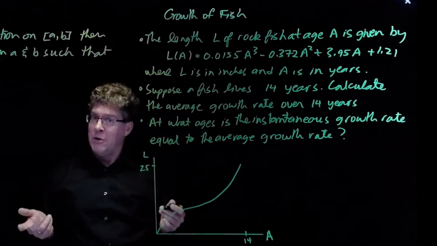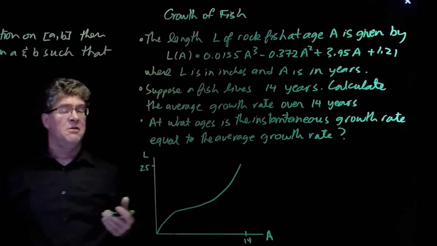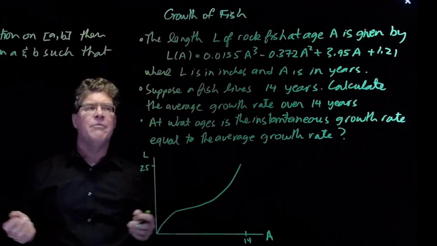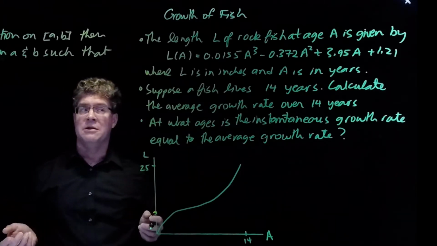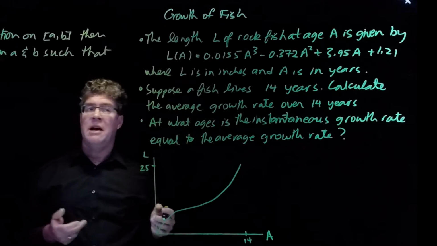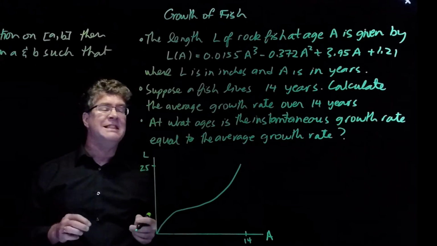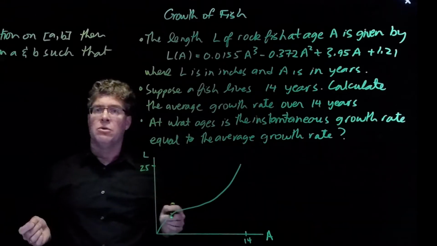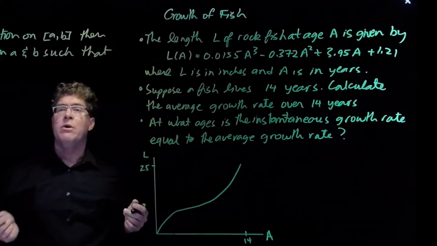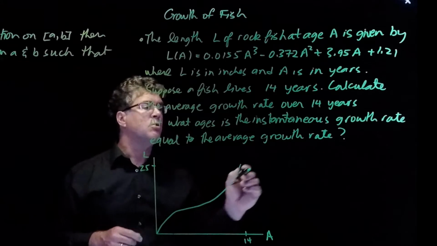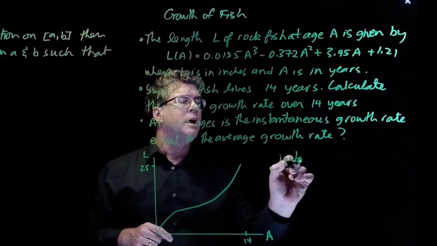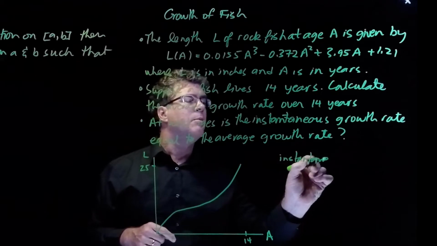Now, consider the following. Suppose a fish lives to the ripe age of 14 years. Calculate the average growth rate over 14 years. And then we can ask, at what ages is the instantaneous growth rate equal to the average growth rate? You may recall that the instantaneous growth rate of a fish of age A is given by L prime of A.